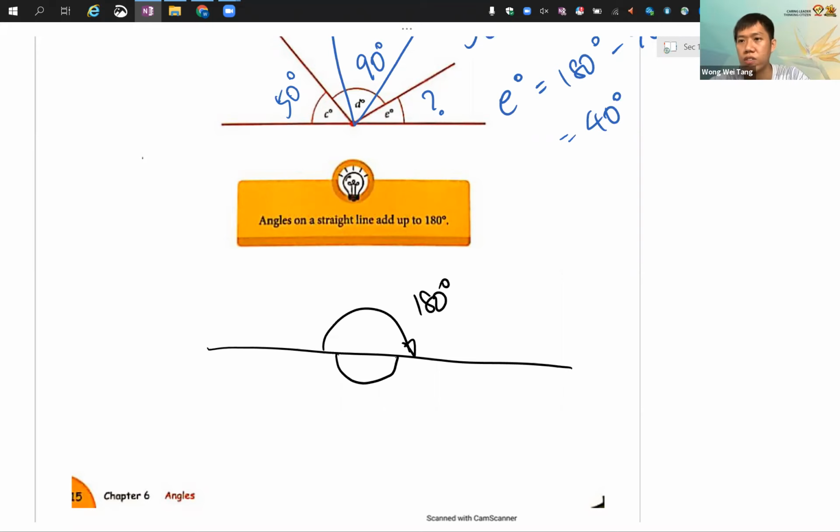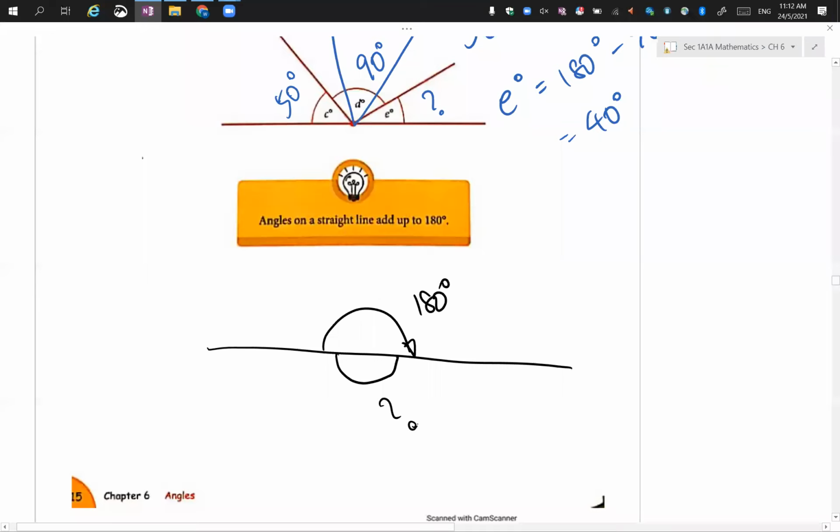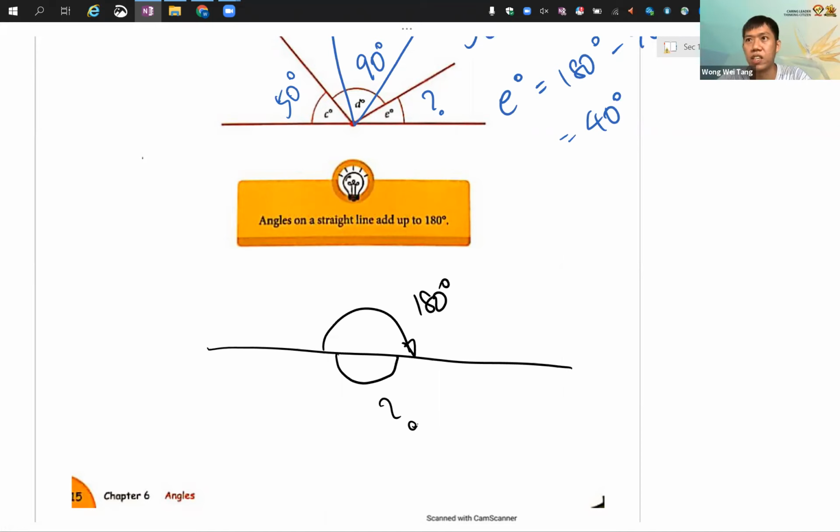Nora, can you unmute yourself? Okay, so Nora, I have an angle on top that is 180 degrees. What about the angle at the bottom? What do you think is the angle at the bottom, Nora?